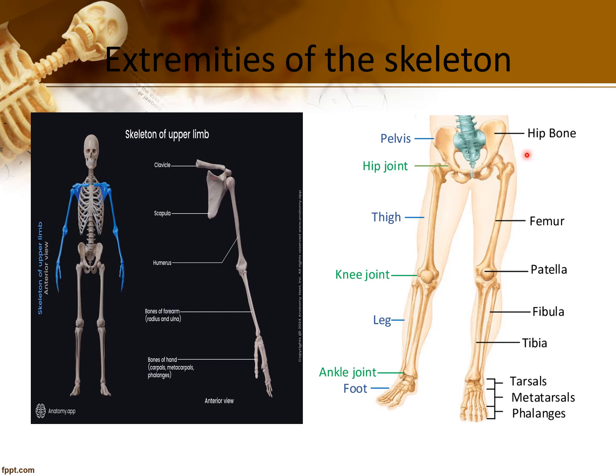The bones of the lower extremities are hip bone, femur, patella, fibula, tibia, tarsals, metatarsals, and phalanges.